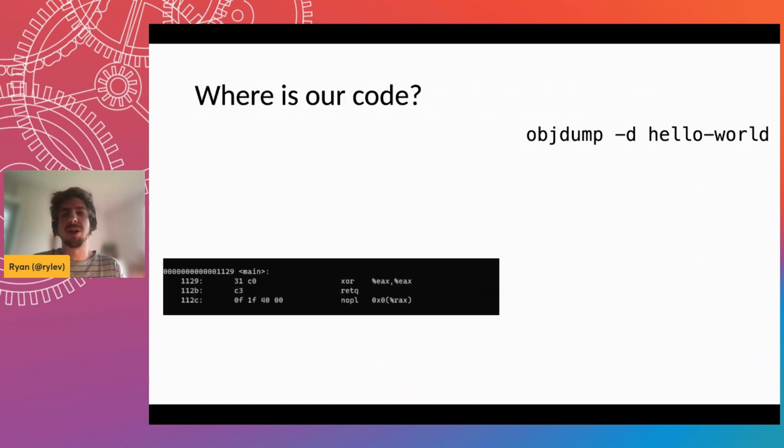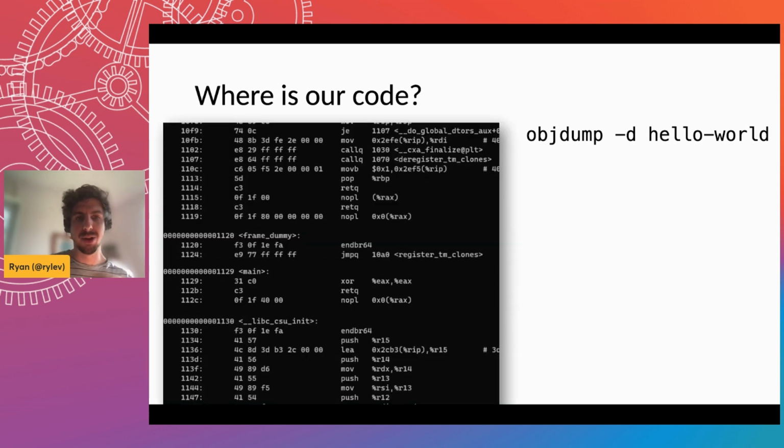Okay, so where is our code, though? Well, we're going to use another tool, objdump, and pass our binary to it with the -d flag on it. And -d allows us to disassemble the text, the code inside of our binary. And you'll see here, we have our main function. It's right there. We see it, we're good to go. All right. But unfortunately, it's not the whole truth. So there's a lot more code here than just our main function.